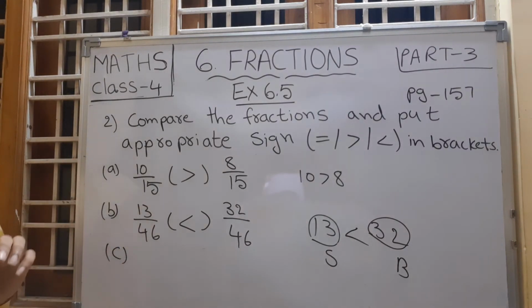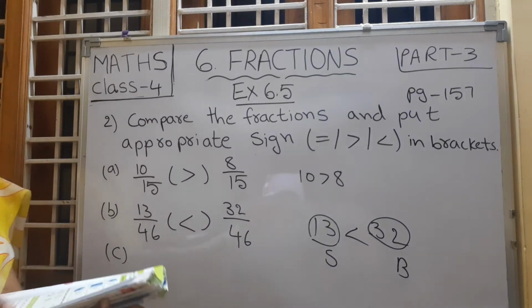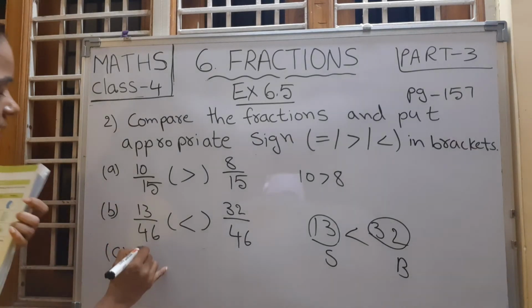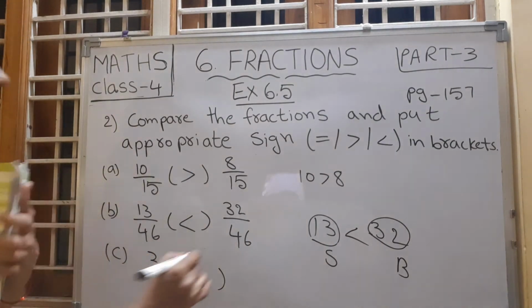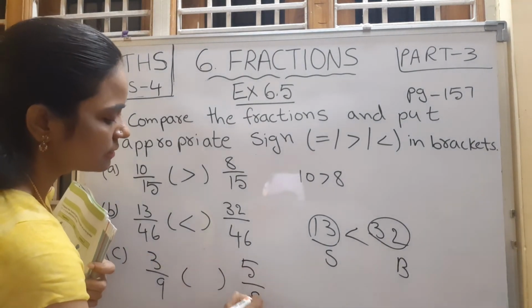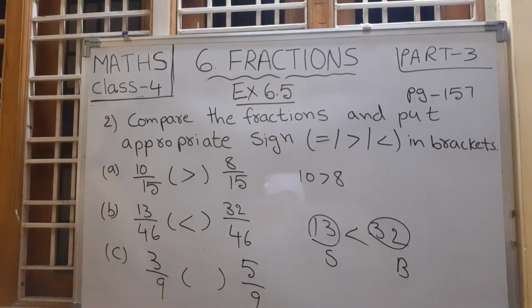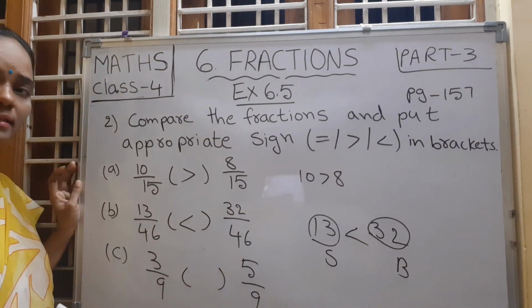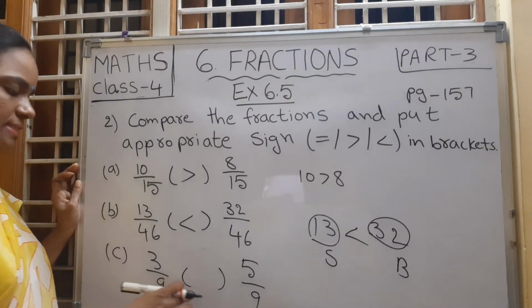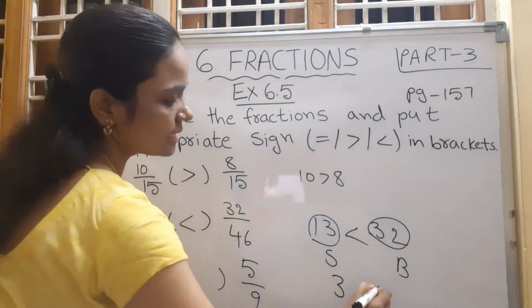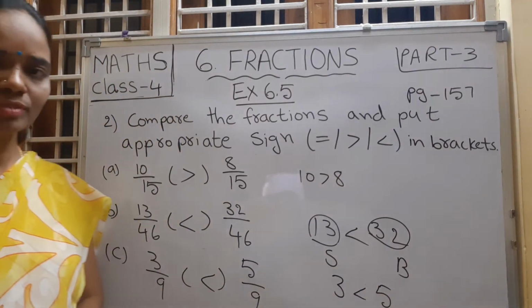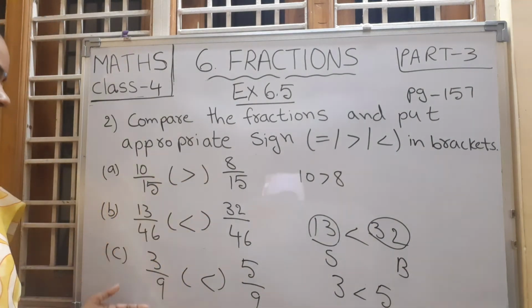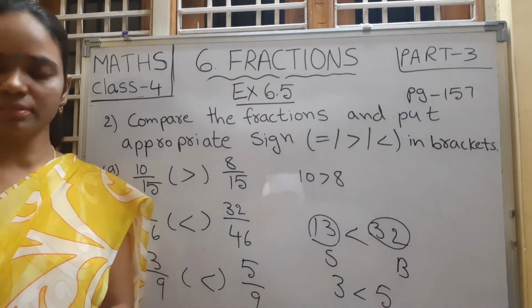Next, (c) 3 by 9, 5 by 9. Tell me, children, what symbol will come here? Greater than or less than? Very good. Less than, because 3 is less than 5. So put the less than symbol. So the remaining problems you have to solve, children. Up to here, note it down, children.